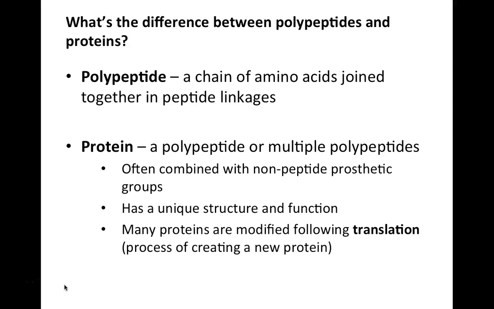So they're all part of the same family of chemicals that are formed with the use of peptide bonds. If we take a look at a protein, oftentimes we have other structures that are associated with the proteins that we call prosthetic groups. The prosthetic groups are not made out of amino acids, but instead made out of something totally different. So it has a unique structure and function when we look at whole proteins.